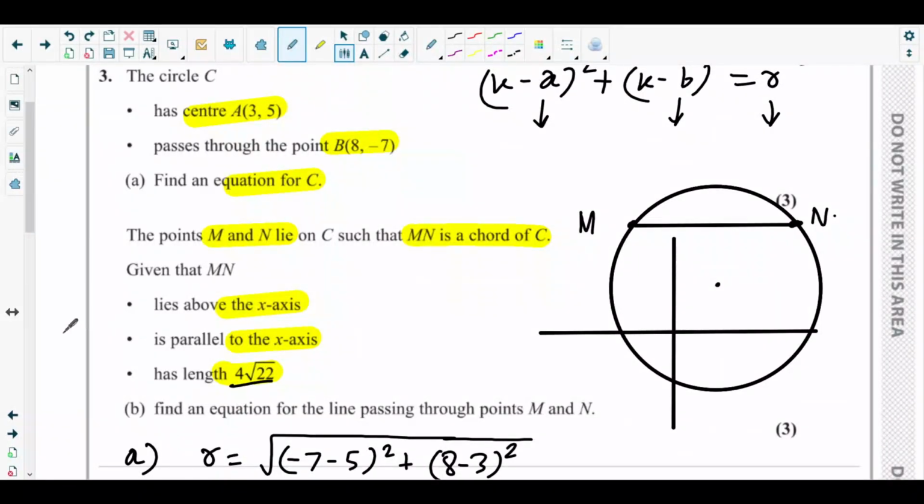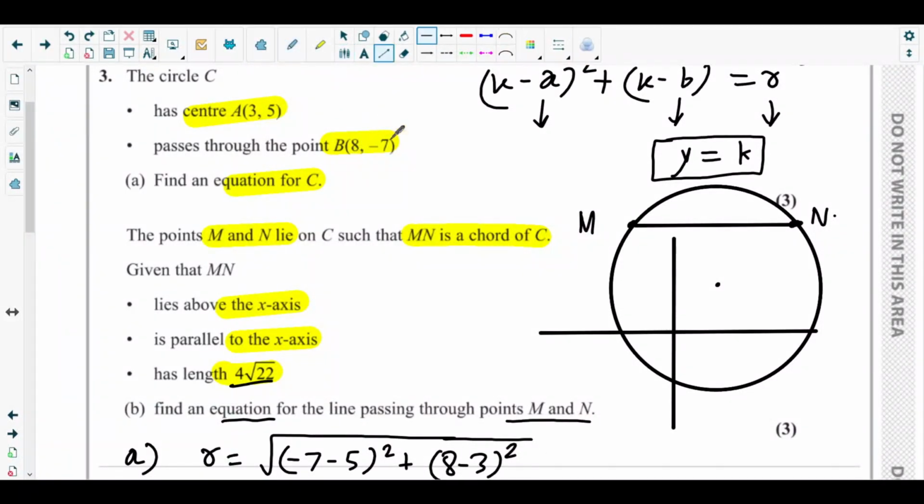Now the question in part B asks to find an equation for the line passing through points M and N, the equation of line MN. Since MN is a horizontal line, its equation would be represented by the y coordinate, y equals k. We know the length of MN, and we know the radius of the circle is 13. If I connect the center with the point N, this radius is 13 units.